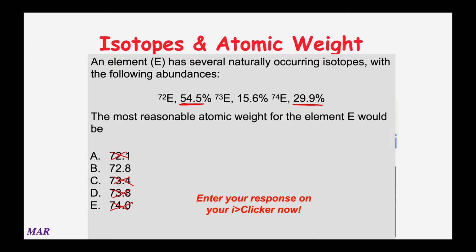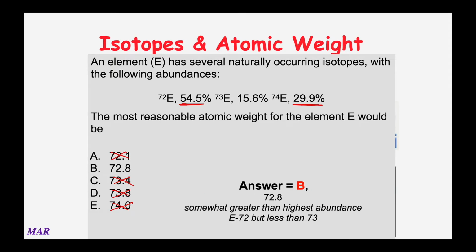If the isotope 72 was like 90%, then I could maybe see a 72.1, but it's just a little more than 50%. I'm going to argue that answer B is the most reasonable, all right? And that certainly is what it should be. So because isotope 72 was more abundant, it's going to be close to 72, but because it wasn't like 90% abundant, probably not 72.1, but somewhere not too far from there.